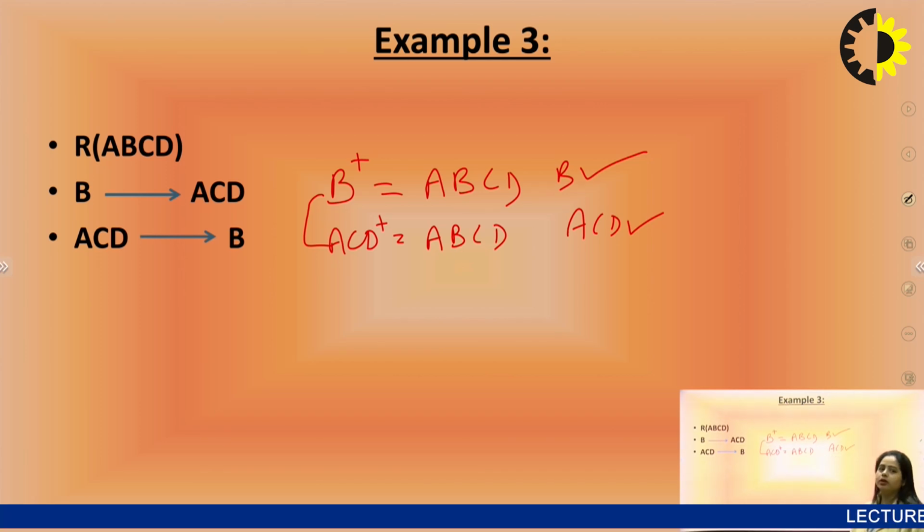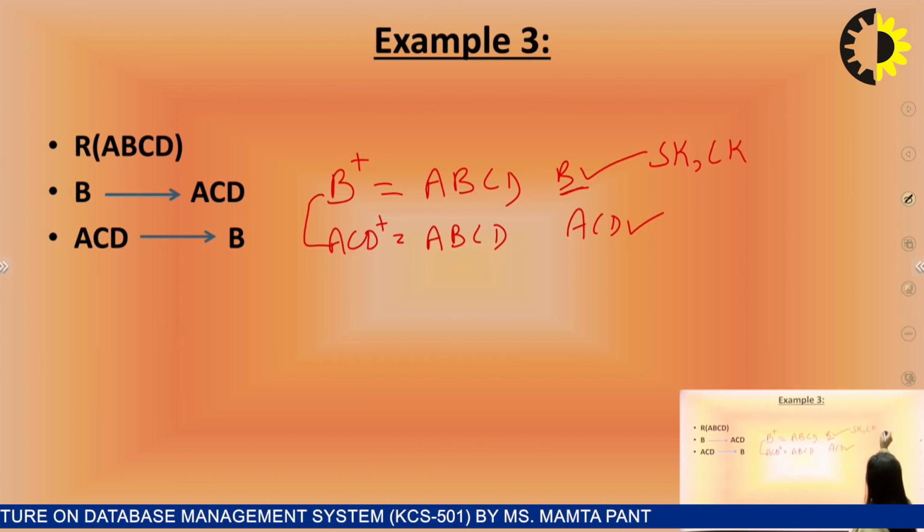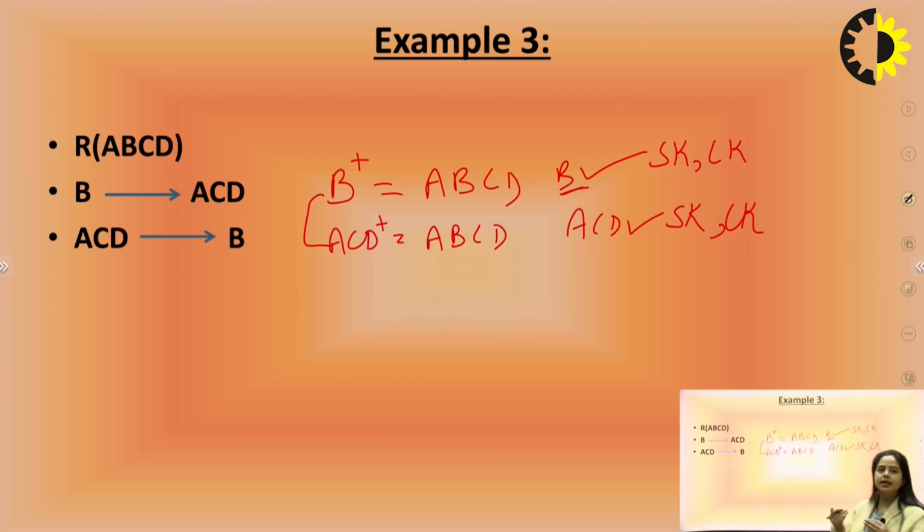But coming to the candidate key, what is the definition of a candidate key? A minimal super key will be the candidate key. Here, is any proper subset of B a super key? No. This is satisfying the condition of a candidate key. So B is a super key and will also be a candidate key. Here, ACD is a super key. Is any proper subset of ACD a super key? No. So this will also be a candidate key. Here, both the keys work as candidate keys.